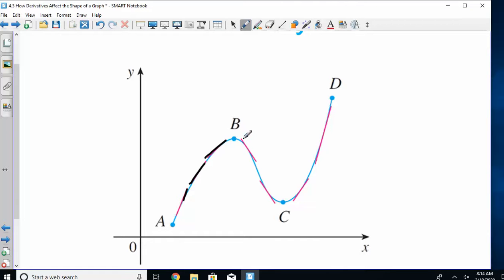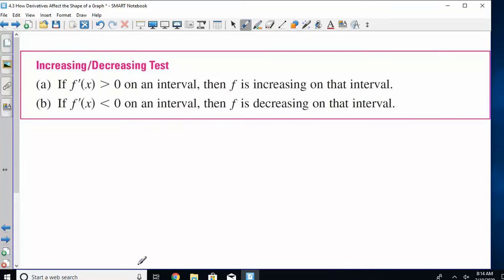Okay, now my graph's decreasing. What's true about these tangent lines? Negative slope. And then my graph starts increasing again. What's true about your tangent lines? Positive slope. So, whether our derivative is positive or negative tells us if the graph is increasing or decreasing. If your derivative is greater than 0, the original function is increasing. If the derivative is less than 0, your function is decreasing.